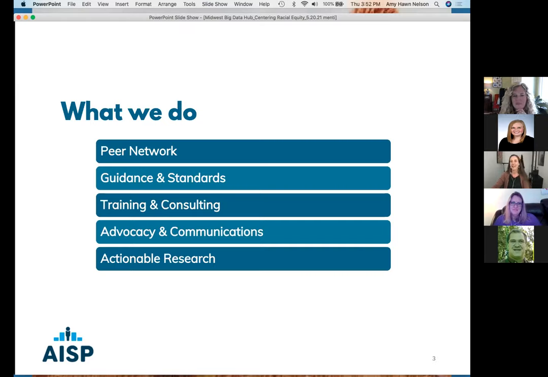So we run a peer network. That is one of the ways that I get to hang out with Heather and Cass quite often. We run a network of sites across the United States that are focused on cross-sector data integration. We develop lots of guidance documents and standards. One of those things is the toolkit that you've seen. We also have a really great parallel document that I will drop into the chat in a minute, around our introduction to data sharing. We do a lot of technical assistance.